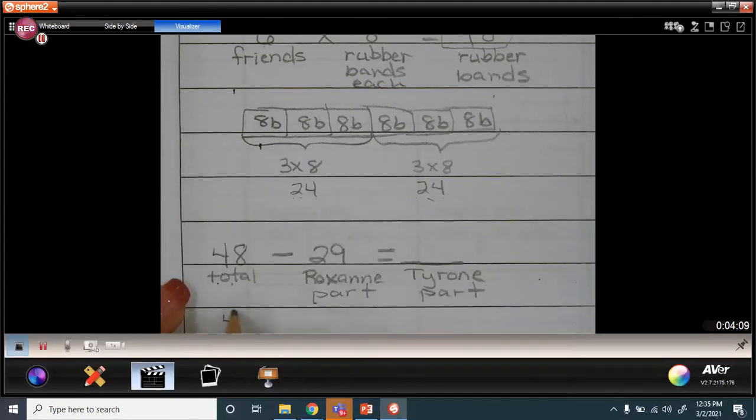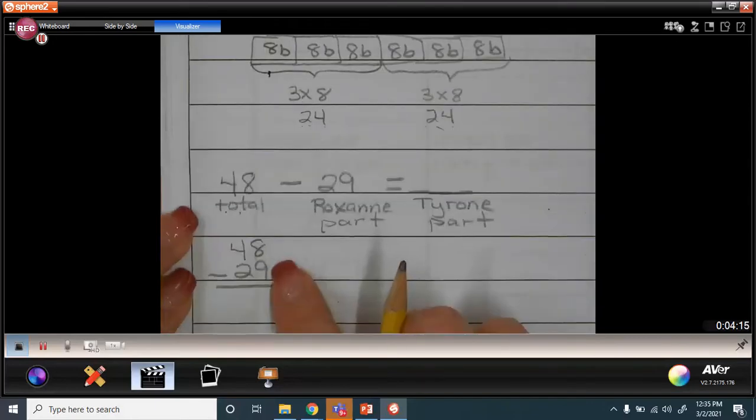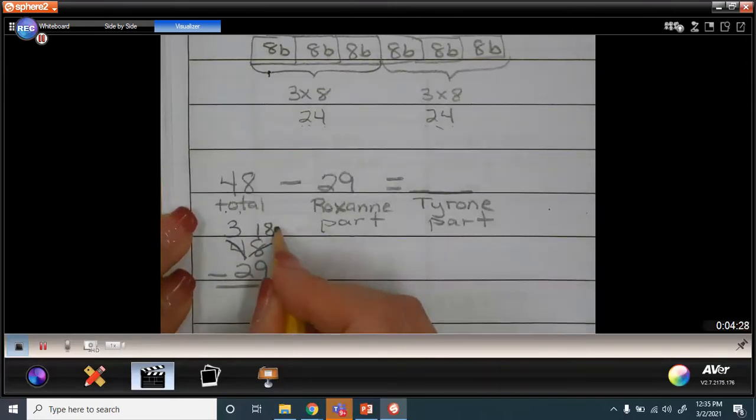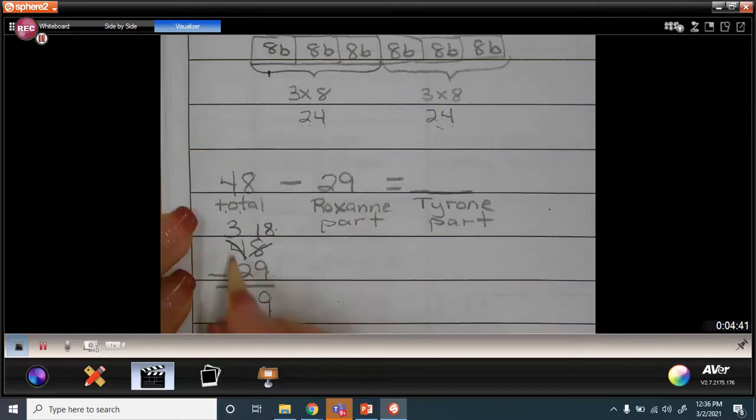So 48 minus the 29. I can't subtract 9 from 8, so I borrow a 10. I regroup the 10 as 8 and 10 makes 18. Now I can subtract. 18 minus 9, well, I know that 9 plus 9 is 18, so that's going to give me 9. 30 minus 20, 3 tens minus 2 tens is 1 ten. So Tyrone gave Roxanne 19 rubber bands. That was his part that he gave to Roxanne.